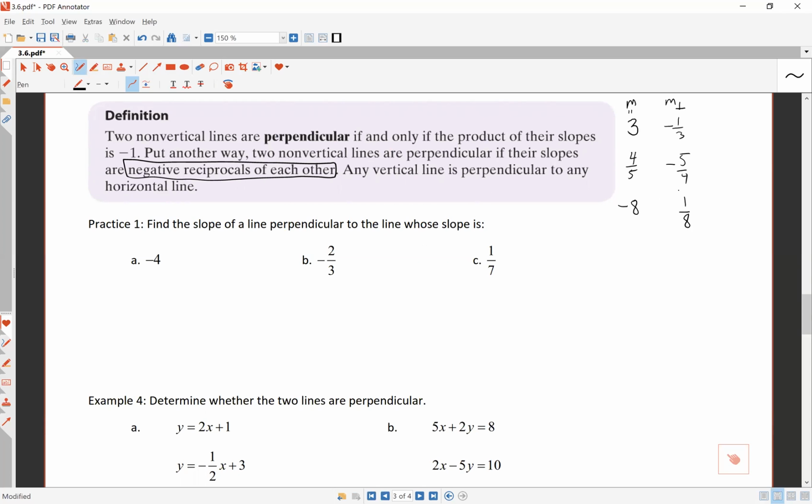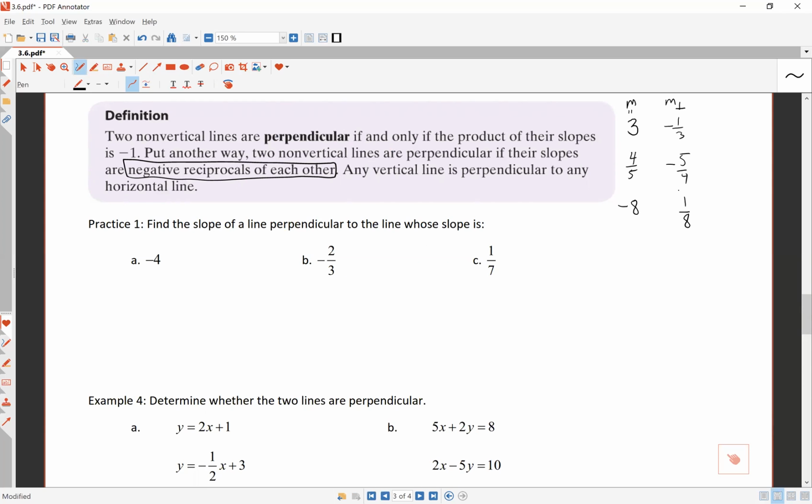Practice 1 is for you to try. I encourage you to press pause on your video and tell me what the slope of a line perpendicular to the line whose slope is these 3 different numbers would be. And come back when you're ready to see the answer.